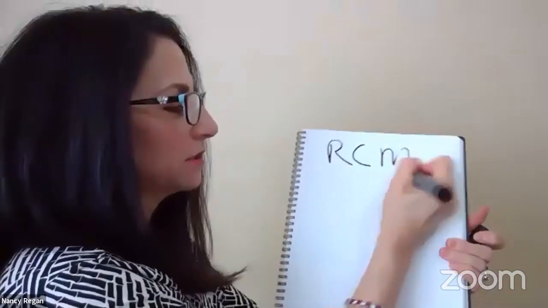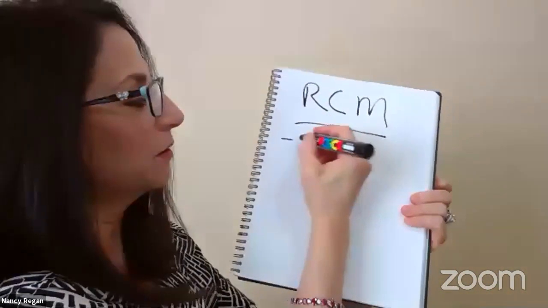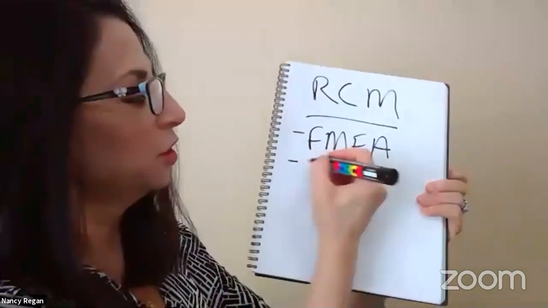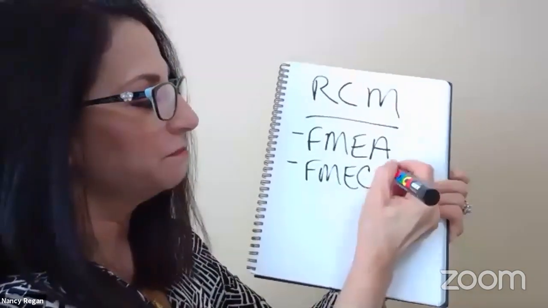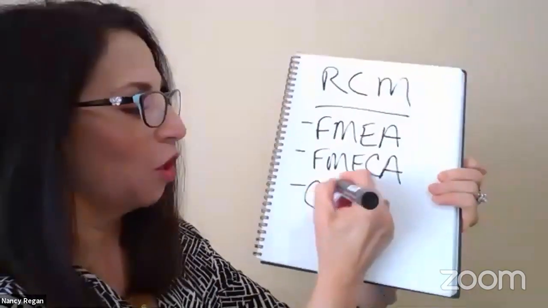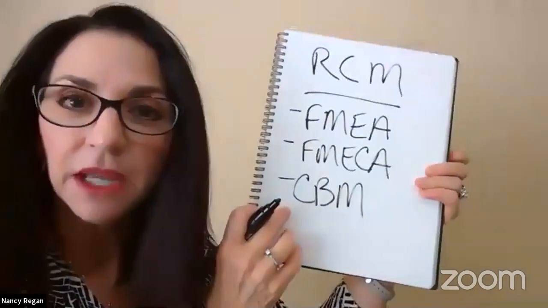Okay, what is the difference between failure mode in RCM and FMEA? Okay, I get asked this often. There's no difference between FMEA and RCM. If you're doing reliability-centered maintenance, let me get my pad. If you're doing reliability-centered maintenance, then you are automatically doing FMEA, a failure modes and effects analysis. You are automatically doing an FMECA, or a failure modes, effects, and criticality analysis. And you are also already considering condition-based maintenance, right?